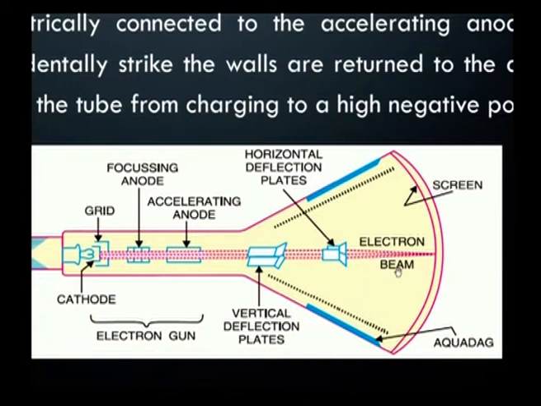Some of the electrons may reflect back from the fluorescent screen. This will affect the inside wall of the CRT, so there should be an absorbing, conducting material. This aquadag material will absorb the reflected electron beam. It is connected to the anode, so it will absorb the electrons reflected from the screen.